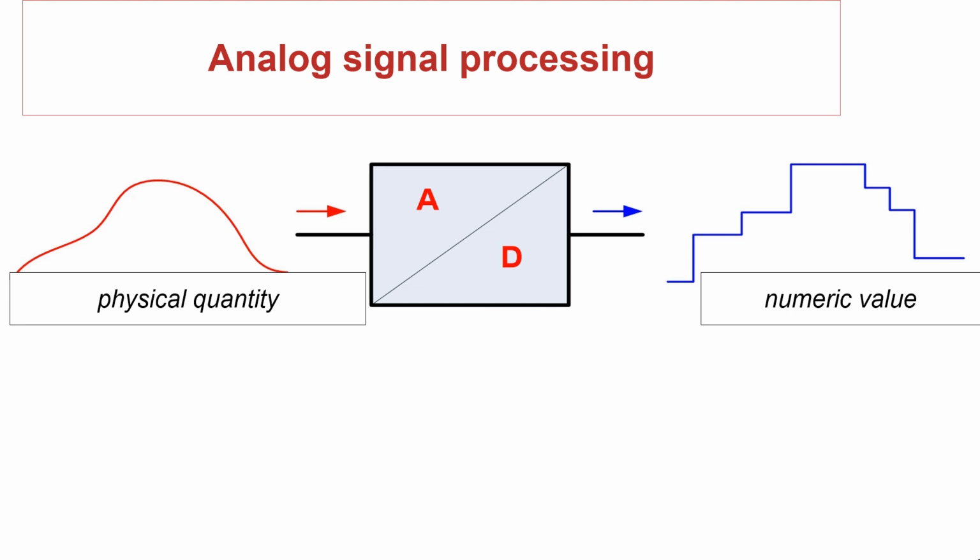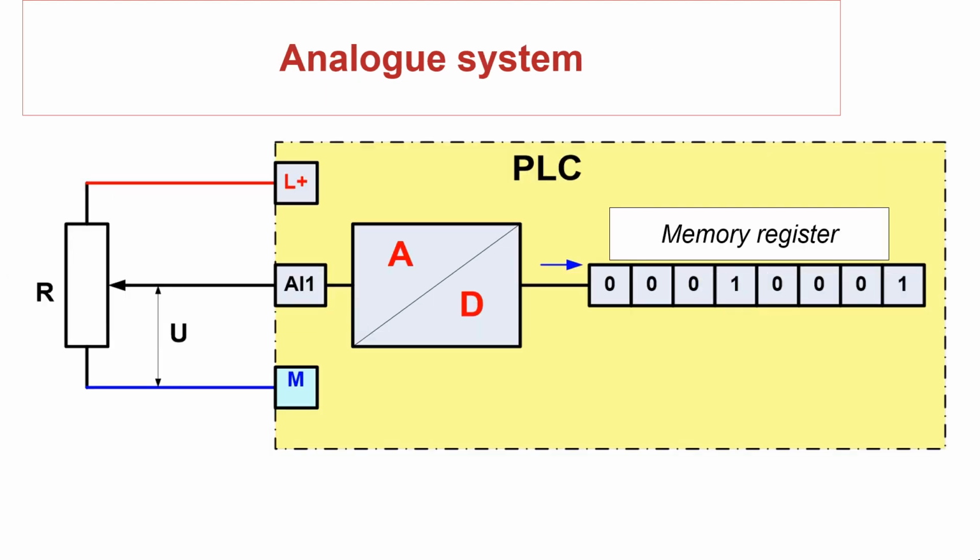The input of an analog system is a physical quantity, for example, voltage or electric current in a circuit, which, using an ADC, is converted at the output into a digital signal, or number of finite length. The analog system consists of three parts.